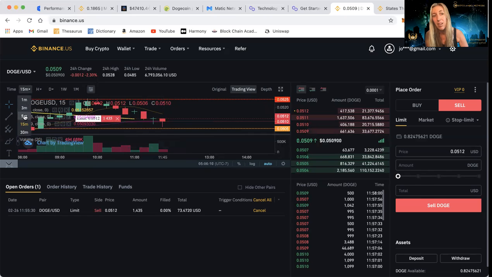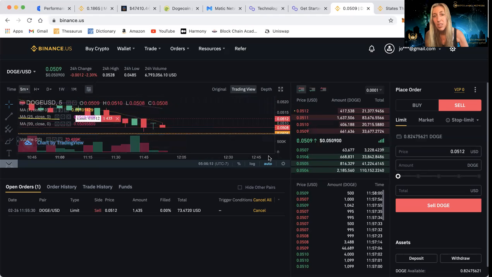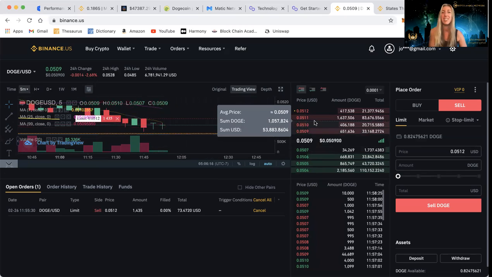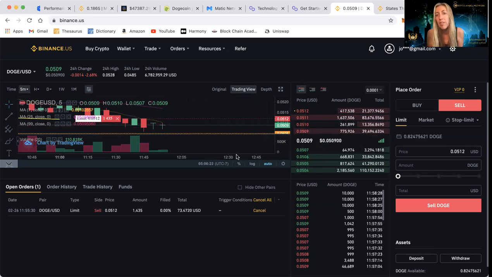I don't like this. I am slightly concerned. It's going up a little bit here, but look, this is where I have to make a decision. Do I want to hold out for the 5.12, or do I just want to be done with this? It's the pain of making these decisions.